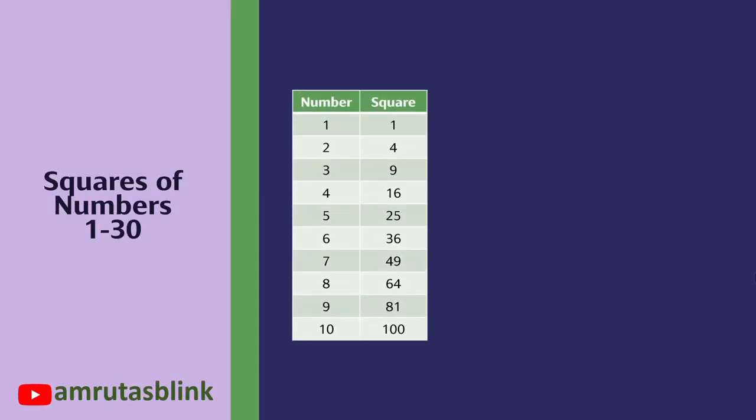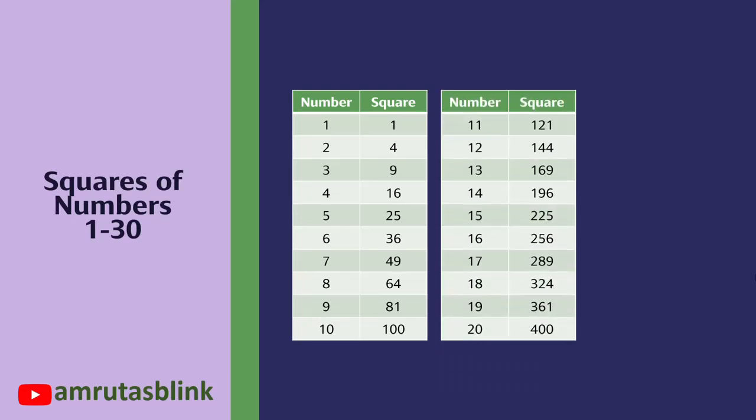Now, square of 1 is 1. Square of 2 is 4, square of 3 is 9, 4 square is 16, 5 square is 25, 6 square is 36, 7 square is 49, 8 square is 64, 9 square is 81 and 10 square is 100.